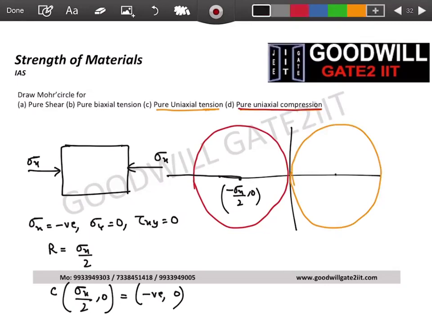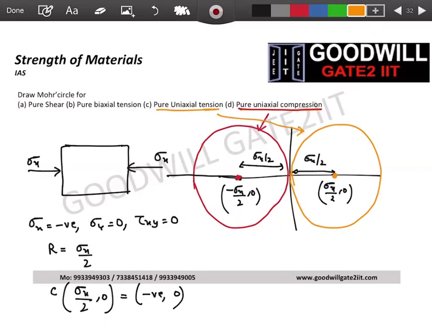For tensile, this was sigma x by 2, comma 0. Radius is always sigma x by 2. Here radius is sigma x by 2, but center is on the negative side. Is this clear for everyone? Are we clear in Mohr circle? So this red one is for compression and this yellow one is for tension. Perfect. Very, very good, guys.